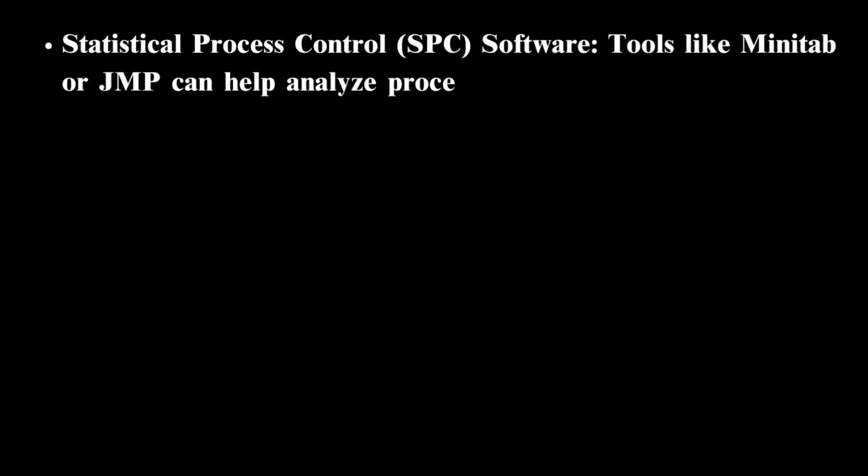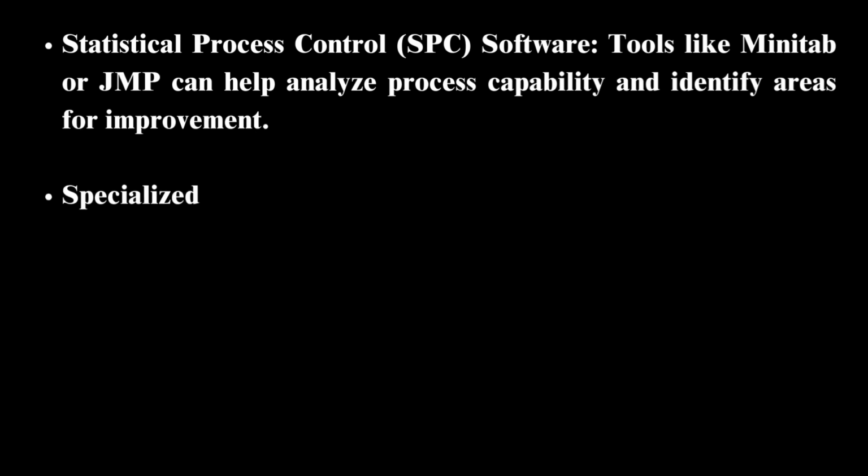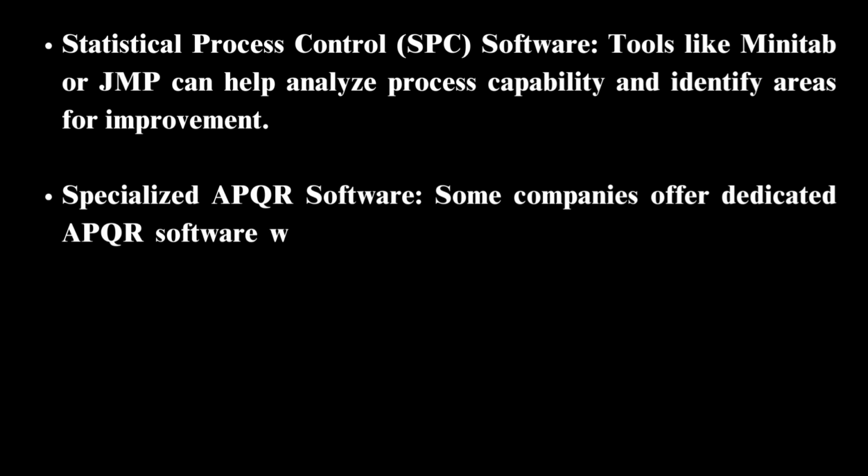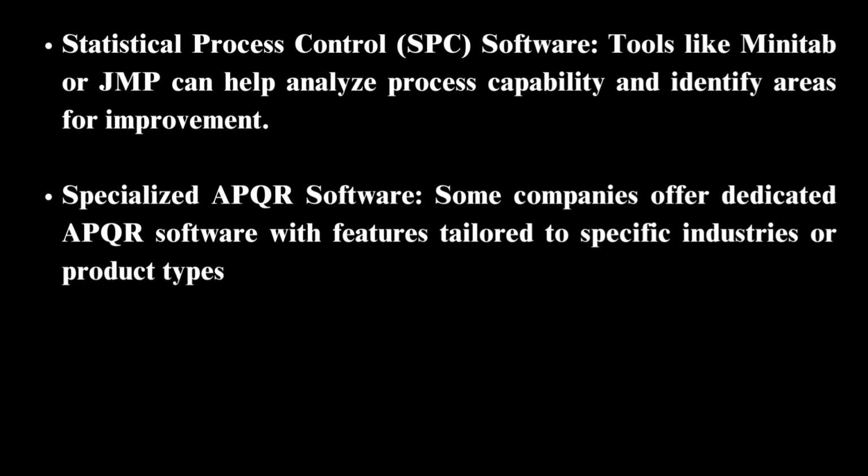Statistical process control software. Tools like Minitab or JMP can help analyze process capability and identify areas for improvement. Specialized APQR software. Some companies offer dedicated APQR software with features tailored to specific industries or product types.